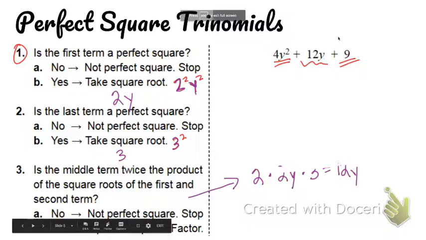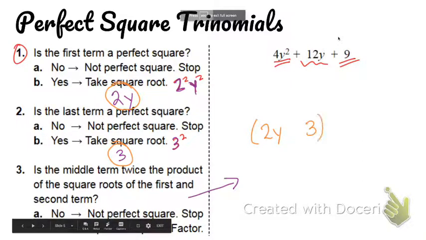So since this is all true, what you do is you take what is being squared in our first term and what's being squared in our second term, and that's what goes inside our parentheses. But unlike the difference of squares, we don't have one be plus and one minus. It's either they're both pluses or they're both minuses. And since our middle term is a positive 12y, then these must be plus. In the end, you can always double check it and make sure.